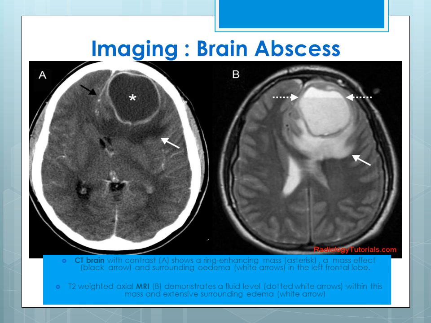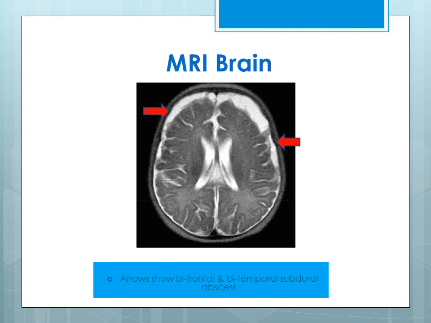This slide shows 2 different radio imaging of the same patient with brain abscess. Image A is a CT brain with contrast, showing a ring-enhancing mass as shown with asterisk, with associated mass effect as shown with black arrow, and surrounding edema as shown with white arrow in the left frontal lobe. Image B is an MRI showing fluid level within the mass as shown with dotted white arrows, and also extensive edema surrounding it as shown with white arrow. This MRI brain shows bifrontal and bitemporal subdural abscess in a patient with meningitis.